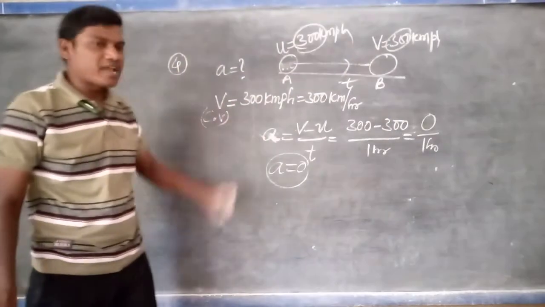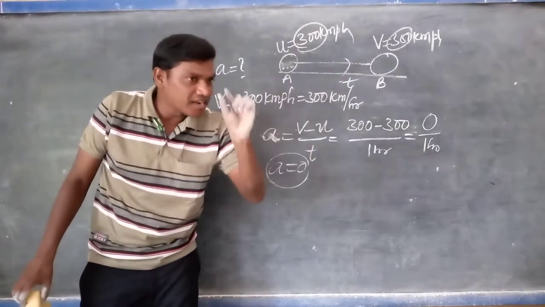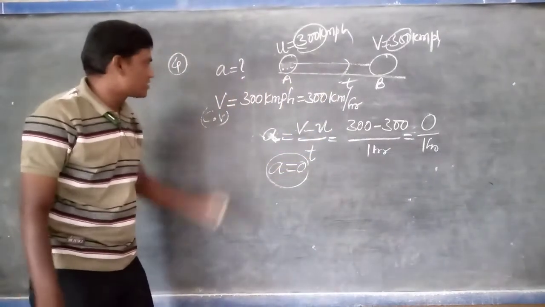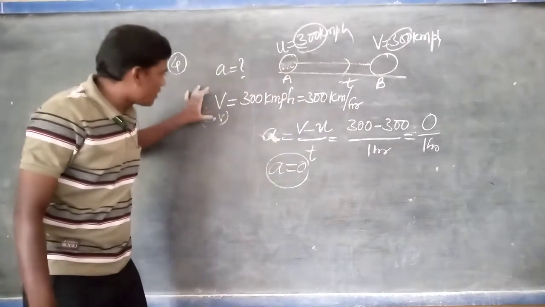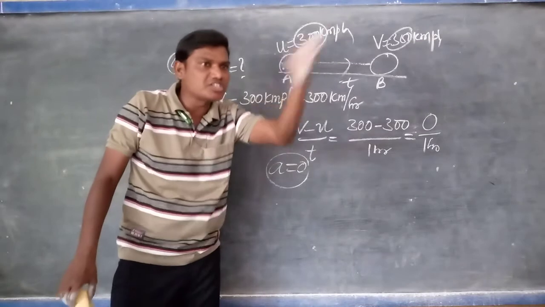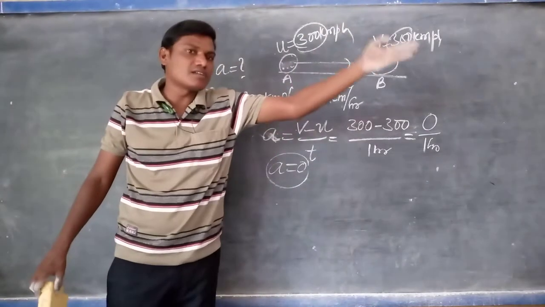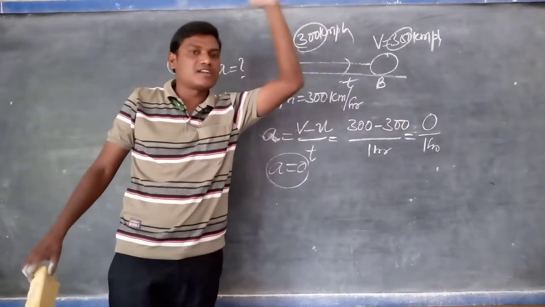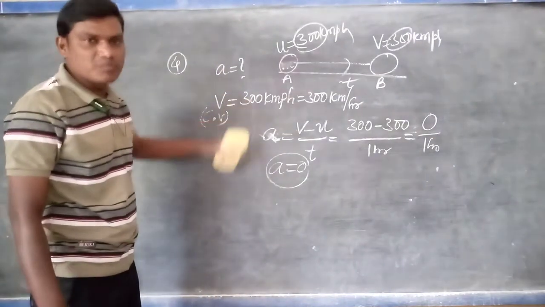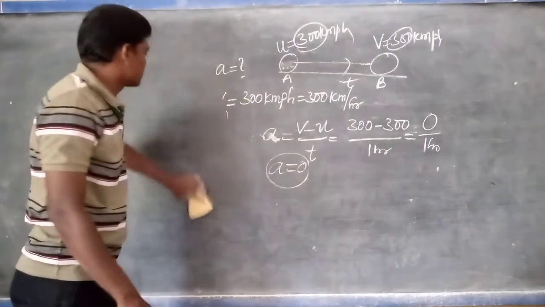For this, what you can write: acceleration means the rate of change of velocity. That is the first point. What is the second one? According to the statement, the car is moving with constant velocity, which means there is no change in velocity. If velocity does not change, automatically acceleration is 0. The race car is moving with 0 acceleration.